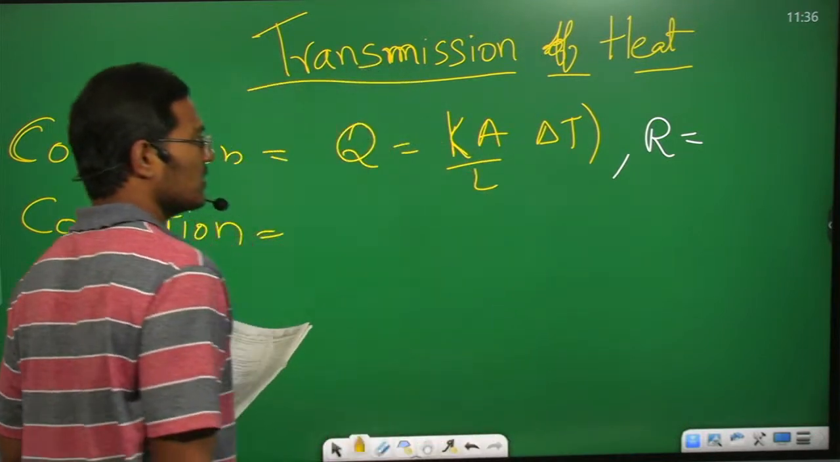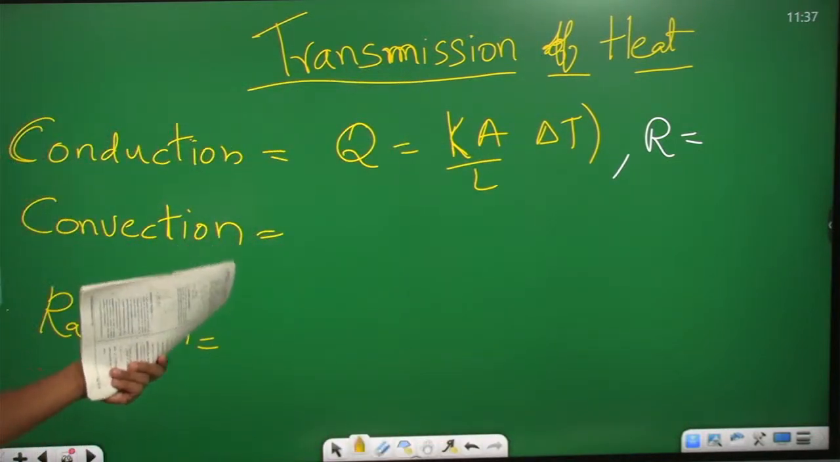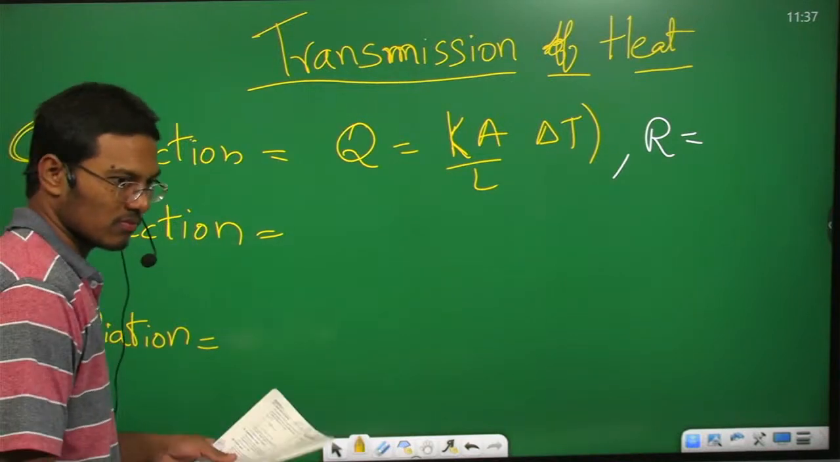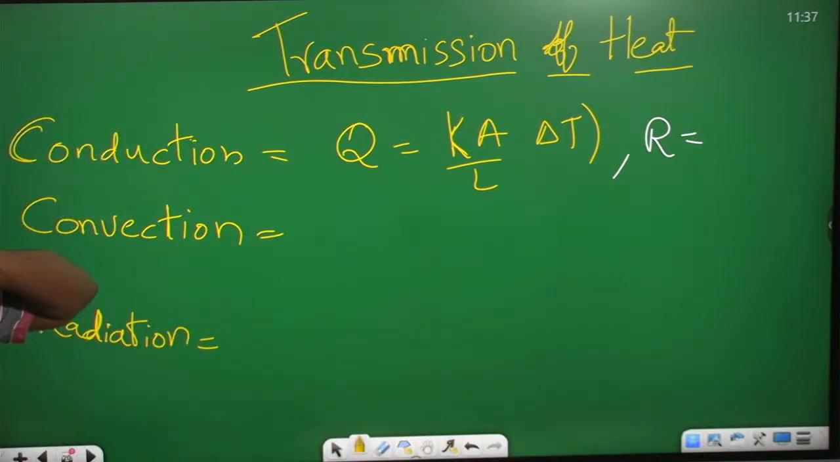See, what is the resistance here in the first equation? I guess for Mains it is there, right?